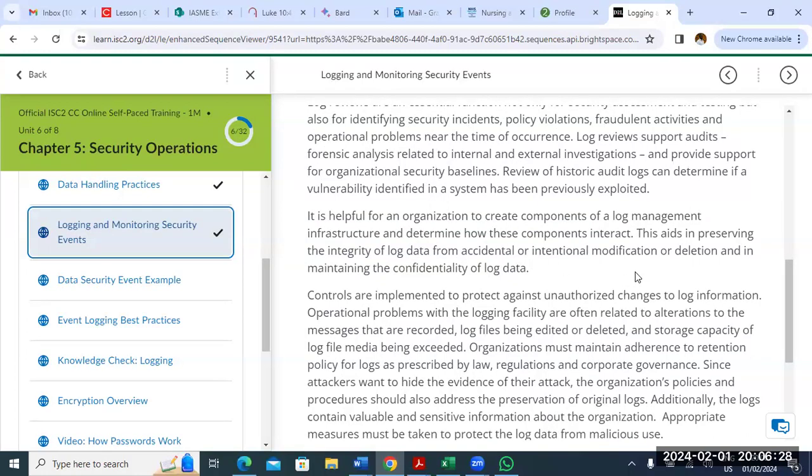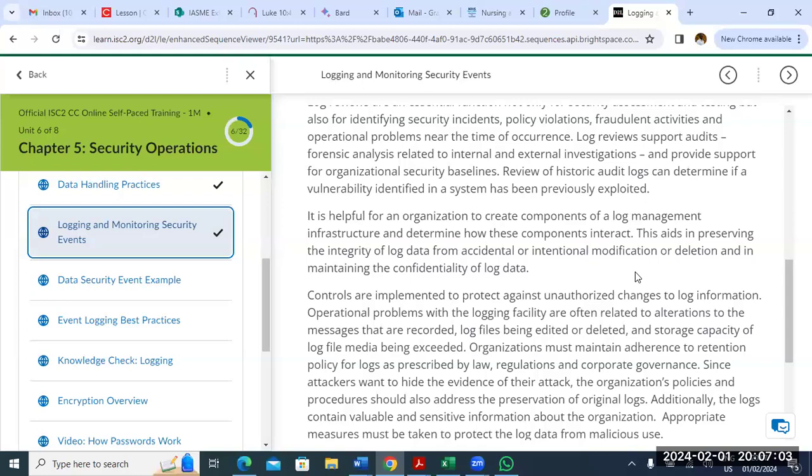And then controls also. They said it is helpful for an organization to create components of log management infrastructure and determine how these components interact. This aids in preserving the integrity of log data from accidental or intentional modification or deletion. What they are saying is that there should also be a proper log management infrastructure in place. Majority of the organizations have Security Information and Event Management. It might be AlienVault, it might be Splunk. There are many of them like that they can use.